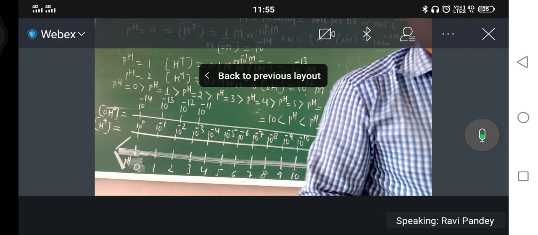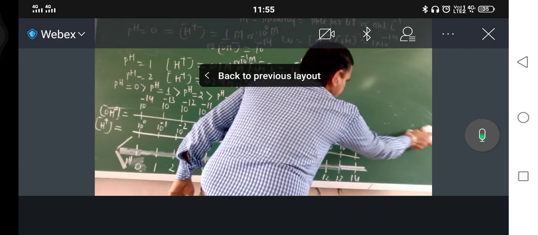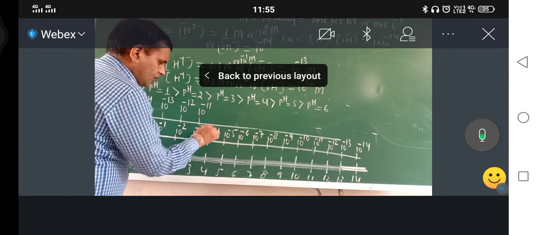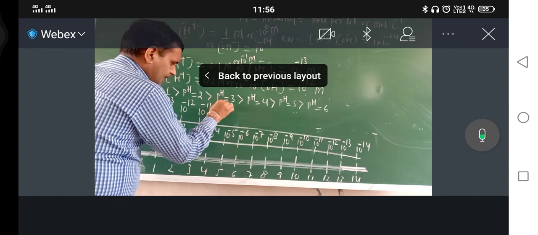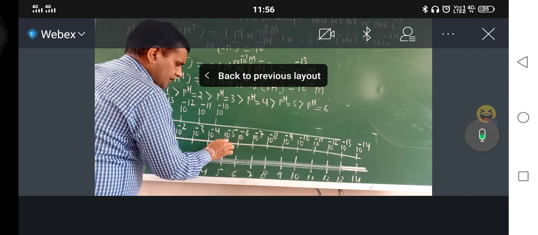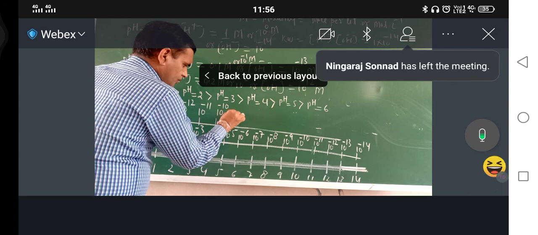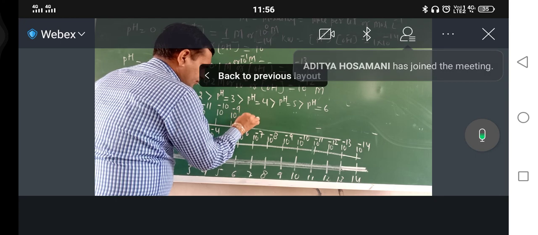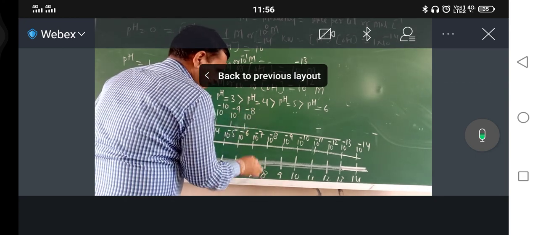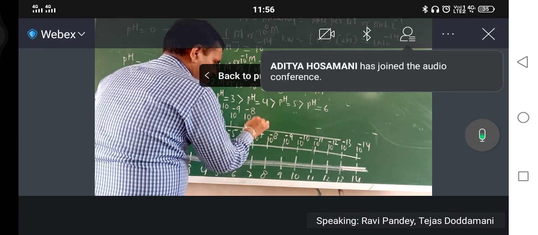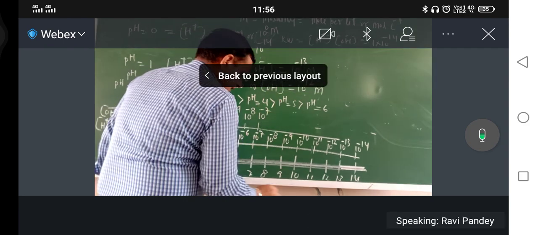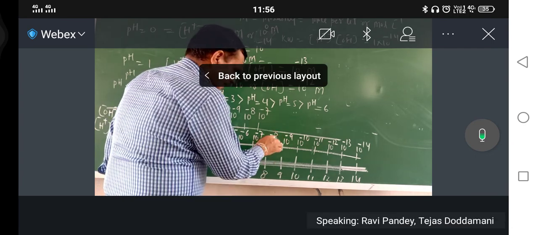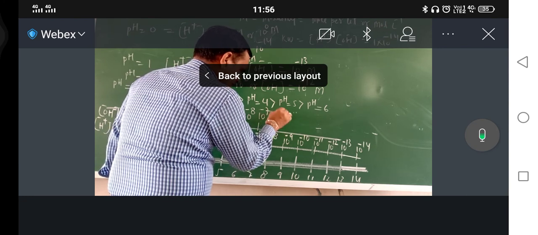So just see, keep on doing like that only. If pH is 4, so H positive ion concentration would be 10 raised to the power minus 4 and OH 10 raised to the power minus 10. If pH is 5, H positive 10 raised to the power minus 5 and this would be 10 raised to the power minus 9. 6, 10 raised to the power minus 6, so this would be 10 raised to the power minus 8. 7, 10 raised to the power minus 7 and this would be 10 raised to the power minus 7 only. 8, 10 raised to the power minus 8 and this would be 10 raised to the power minus 6.